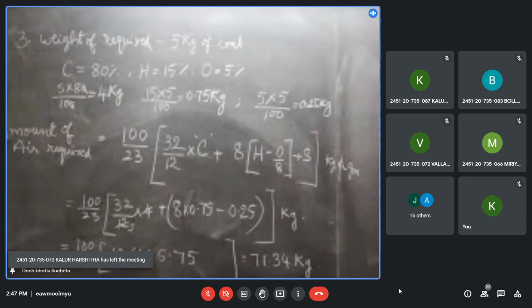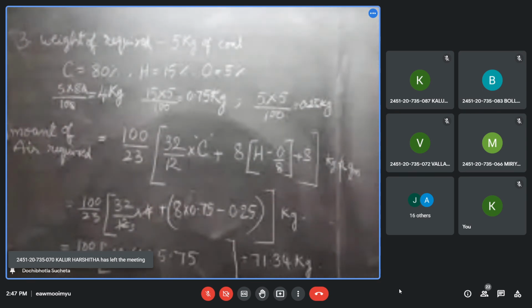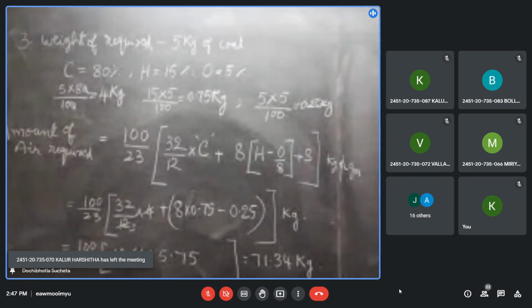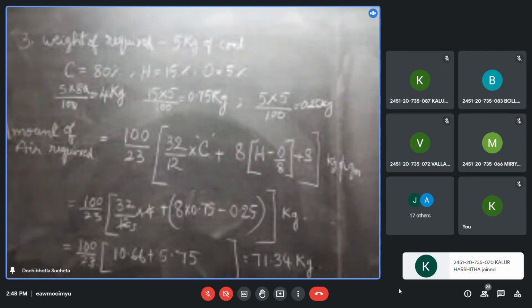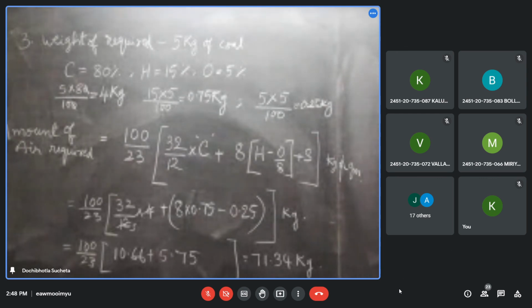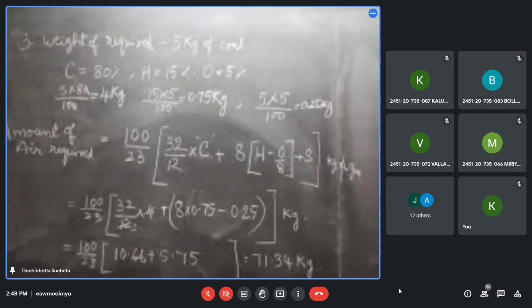Now solve this numerical. What is this, everyone is leaving? Are you saying numericals are rubbish and leaving? Not even 10 people are in the class. 18 or 20 people are there. What's this? Okay, no problem.